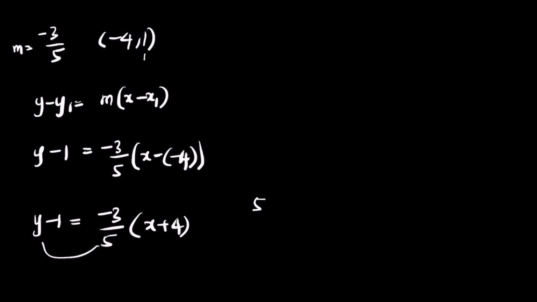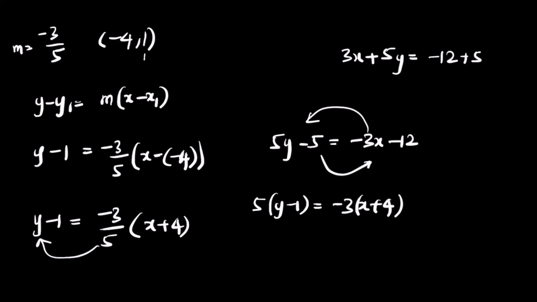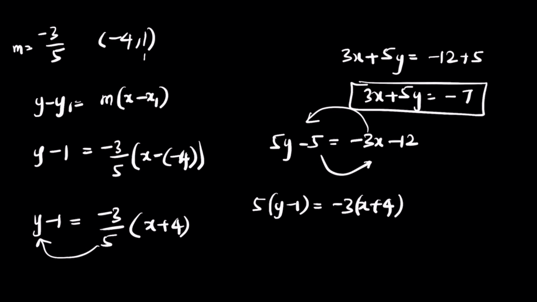So 5, push it to the other side, you get 5 into y minus 1 equal to minus 3 into x plus 4. So 5y minus 5 is equal to minus 3x minus 12. Push the minus 3x to this side, push minus 5 to that side. You get 3x plus 5y is equal to minus 12 plus 5. So 3x plus 5y becomes equal to minus 7. So this is your answer. Hopefully this makes it clear how to solve these problems.